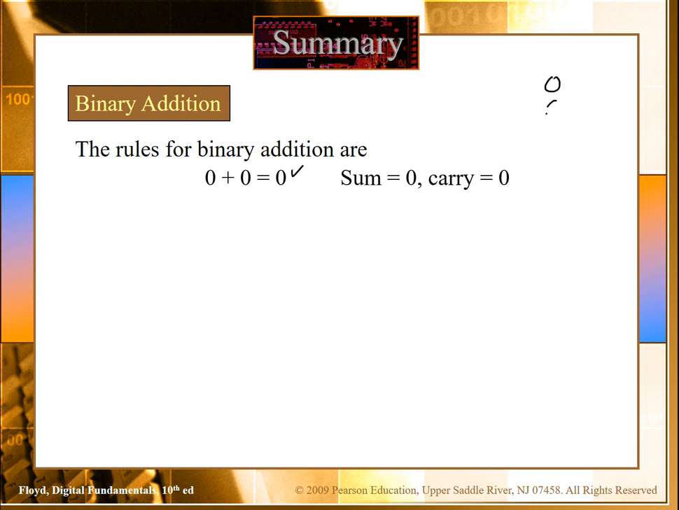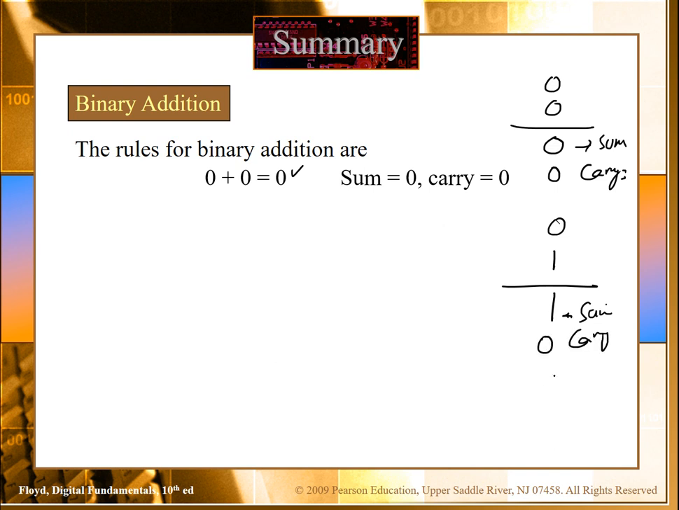If you are adding binary 0 and 0, you will get 0. So 0 plus 0, the sum will be 0, and there is no carry here, so carry will always be 0. If you add 0 and 1, the sum will be 1, there is no carry, so carry will be 0. If you add 1 and 0, the sum will be 1 and carry will be 0 here.